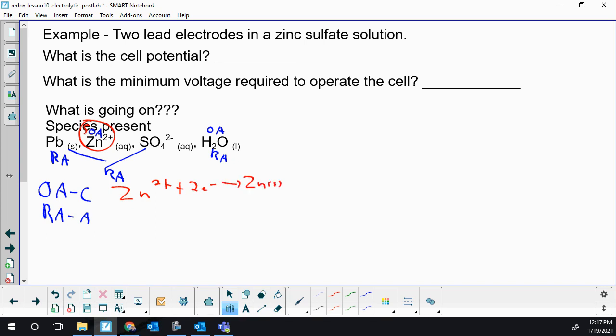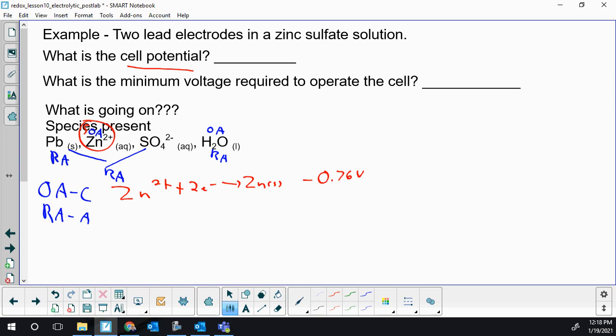Now this question asked me about the cell potential, so I'm going to make a note of that cell potential at the end of my equation. Negative 0.76 volts. That is the reduction potential of the half cell.